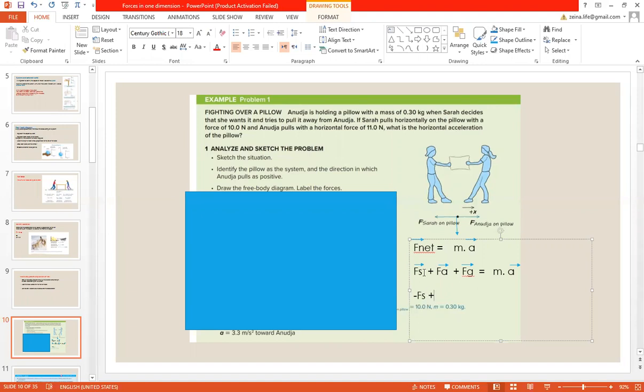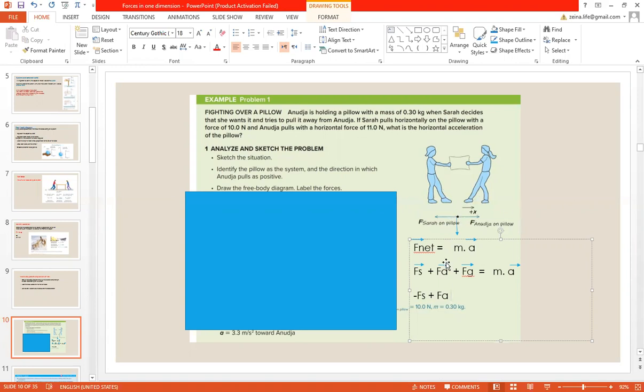Plus F Anuja. The force exerted by Anuja is to the right, so it's plus, right? We chose the right direction to be positive, so F Anuja is positive, okay?